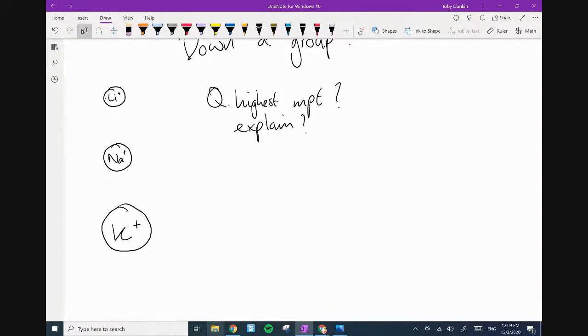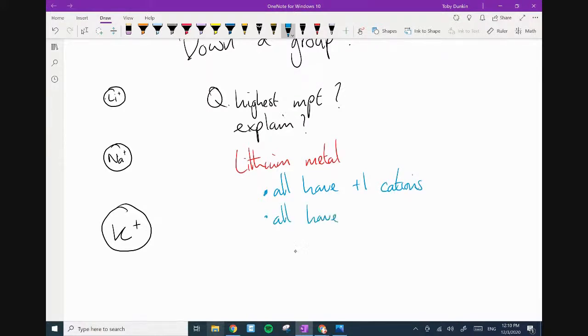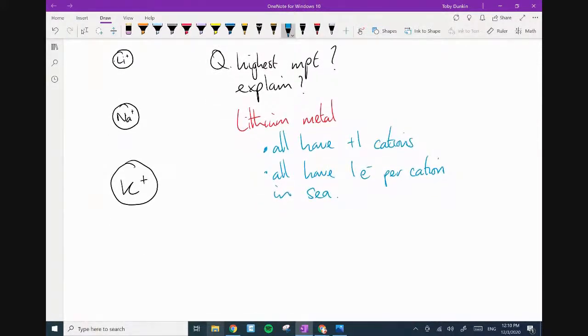Right. So the highest is going to be lithium. Lithium metal is the highest. The question is why? Well, we can't compare their cation charge. We could say all have +1 cations. All have one electron per cation in the C. So hang on, so what's different? The answer is the size.